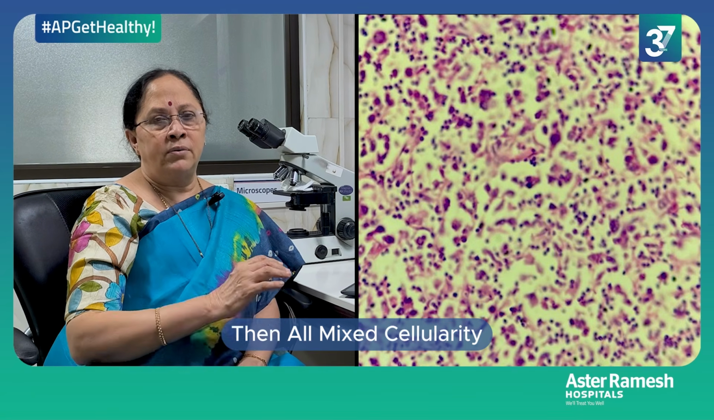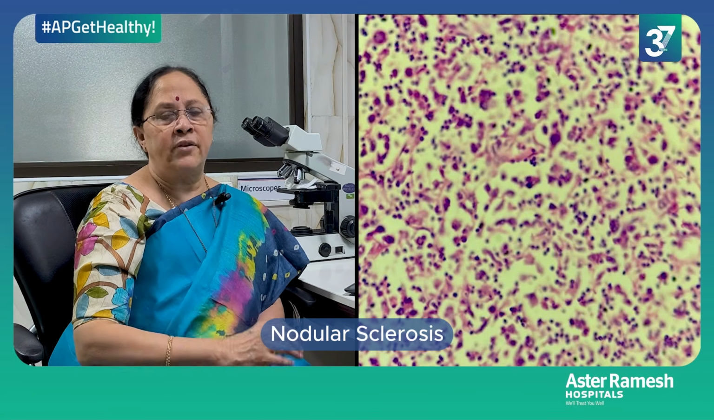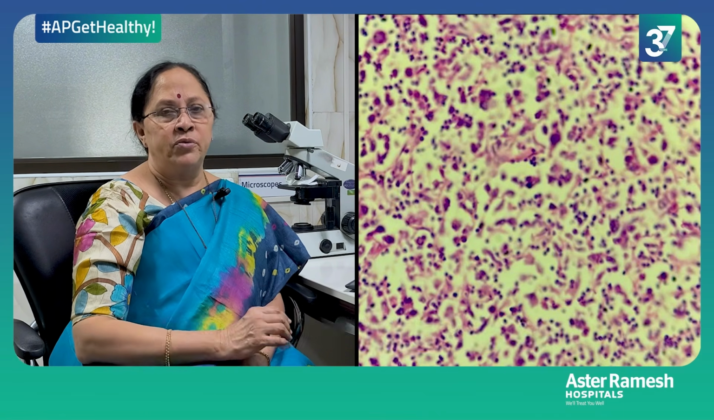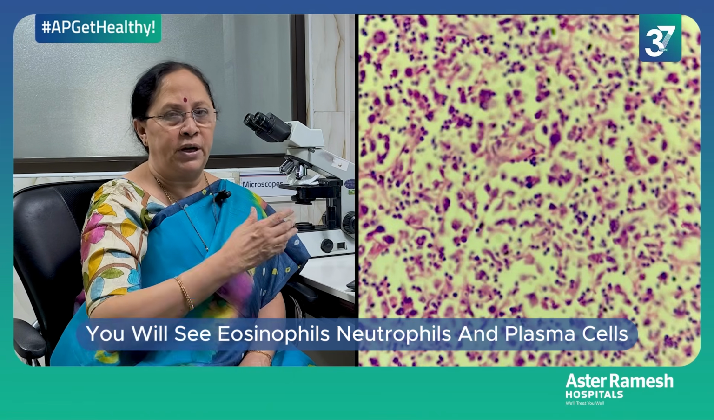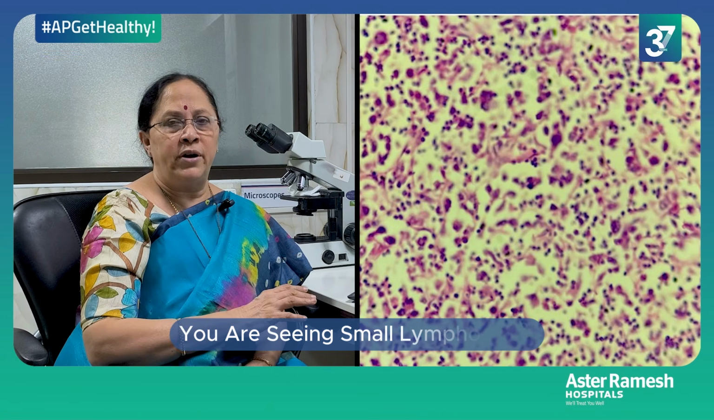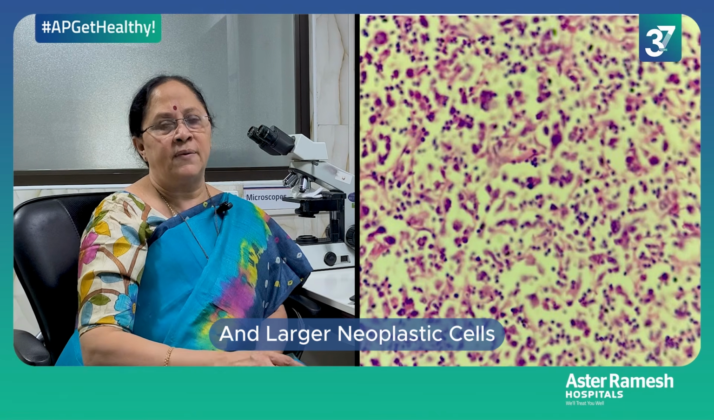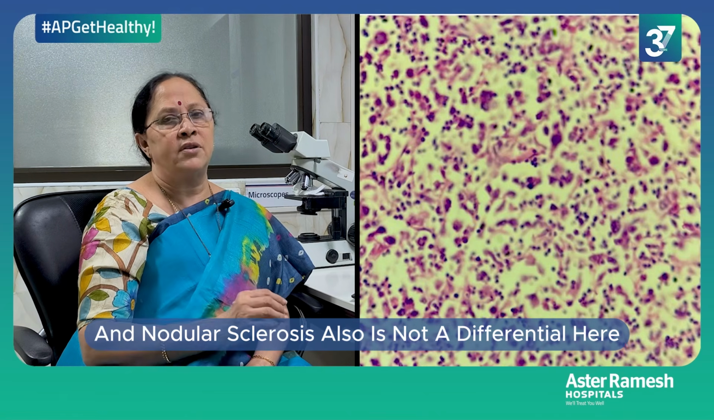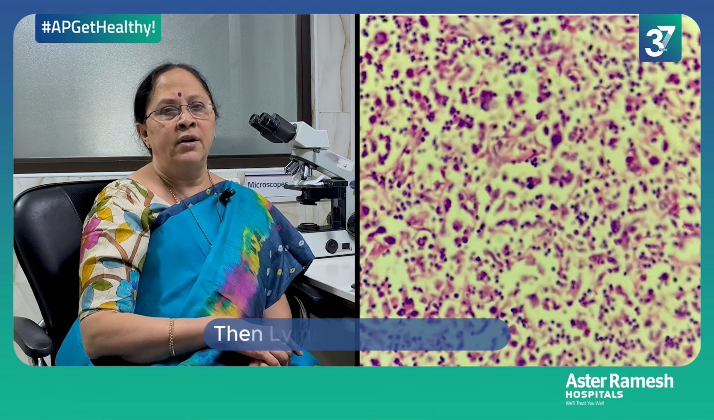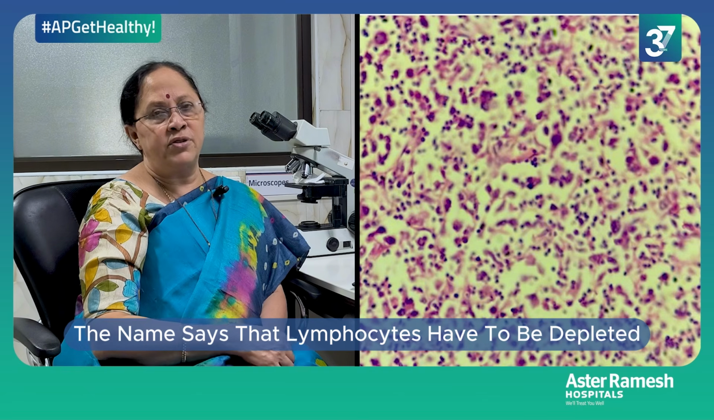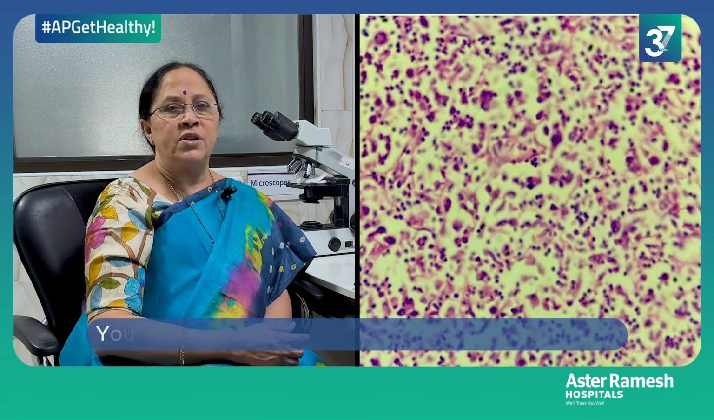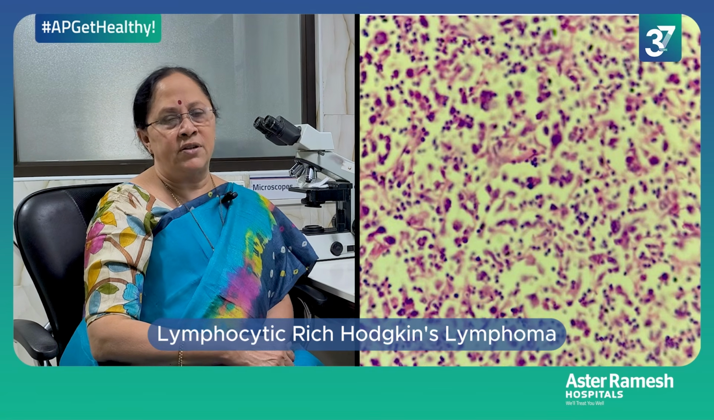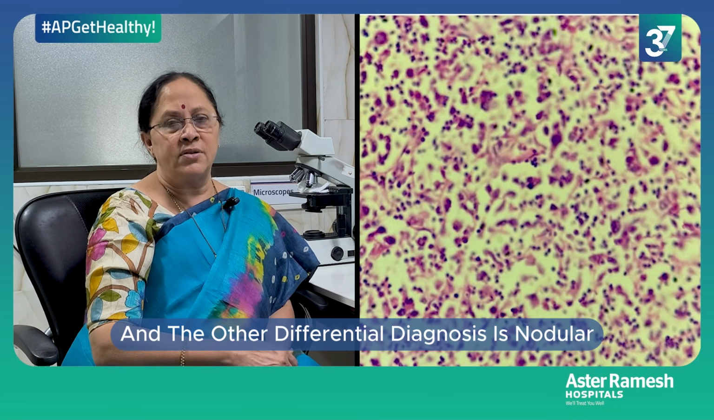Then mixed cellularity and nodular sclerosis will have a polymorphic population of cells in the background. That means you will see lymphocytes, eosinophils, neutrophils and plasma cells. But in this case, predominantly you are seeing small lymphocytes and larger neoplastic cells. So, mixed cellular variant is not a differential here, and nodular sclerosis also is not a differential here. Then lymphocytic depletion. The name says the lymphocytes have to be depleted, but in this case, you are seeing plenty of background lymphocytes. So, that leaves us only with lymphocyte rich Hodgkin's lymphoma, and the other differential diagnosis is nodular lymphocytic predominant variant of Hodgkin's lymphoma.